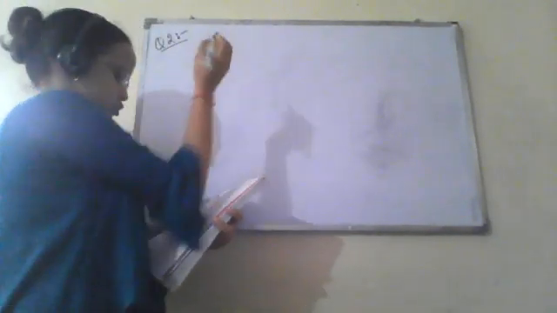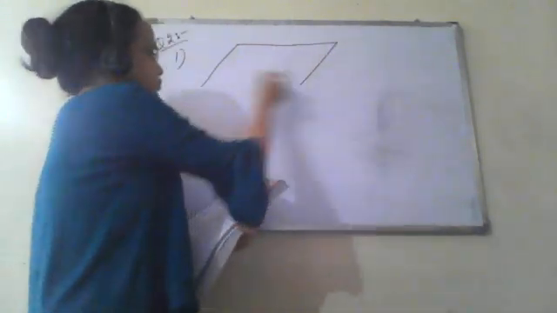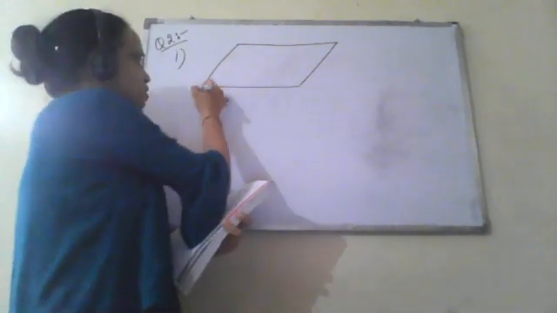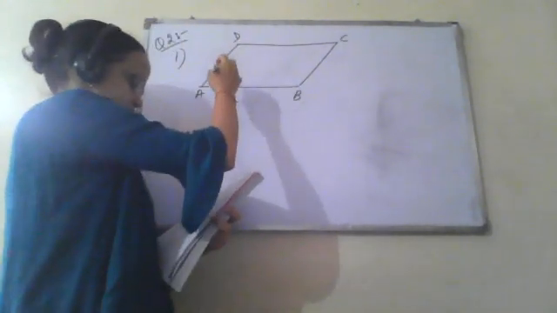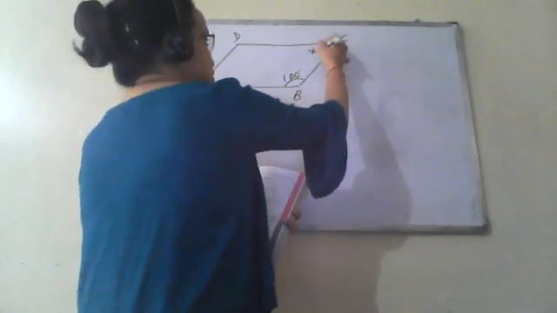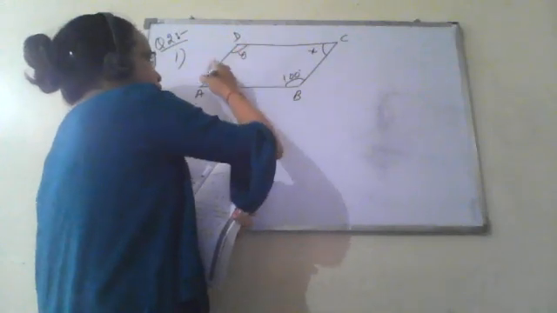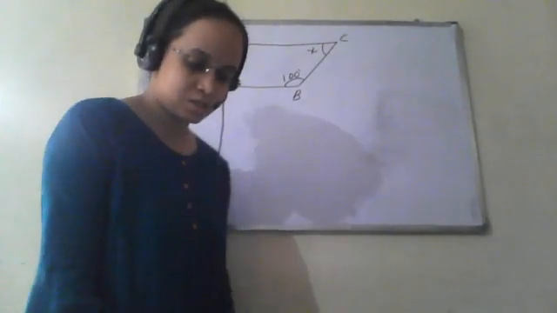So what is question number 2? Consider the following parallelogram. Find the value of x, y, z. This is very easy. So the first part: this is A, B, C, D. This is given 100. This is x, this is y, and this is z. Now I will just explain. You have to write the reasons for the same by yourself.